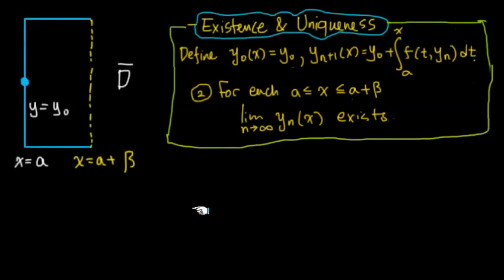In this part of the video, we're going to prove this Picard iteration actually converges to somewhere. So first we're going to choose any value x in between a and a plus beta and fix the value here. If you keep iterating this one for a fixed value of x, it turns out this number exists. It doesn't go to infinity or oscillate or anything.